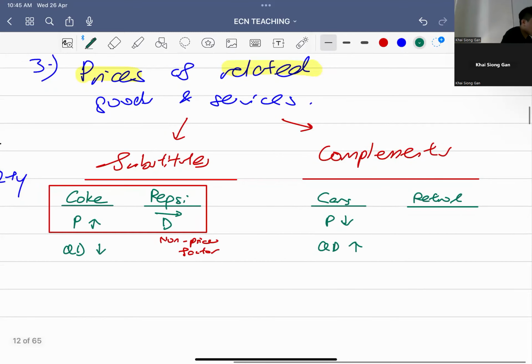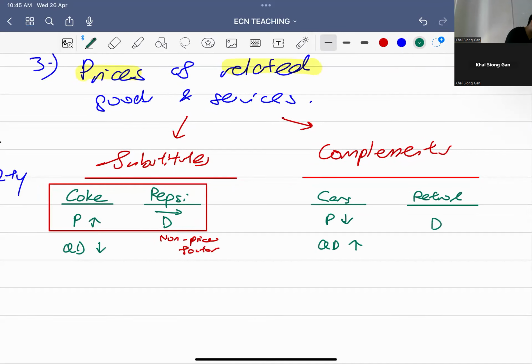I want to see how a change in the price of cars affects the demand for petrol. Since more people are buying cars, they will have to drive and travel, so the demand for petrol will also increase. Does it have anything to do with the price of petrol? No, it's because of the change in the price of cars. That's called non-price factors. Hope this is clearer for you.